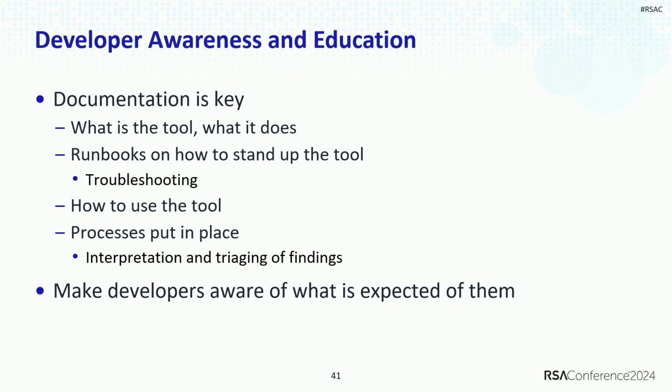Documentation is key, and not just any documentation. I'm talking about documentation that tells them how to do a thing, what exactly they need to do, and why. So you want to put these processes in place and then write runbooks about them. Writing a runbook, for example, for the application security tool that you are implementing is going to be very, very important here because they will eventually have to work with that tool. Make developers aware what is expected of them as well.